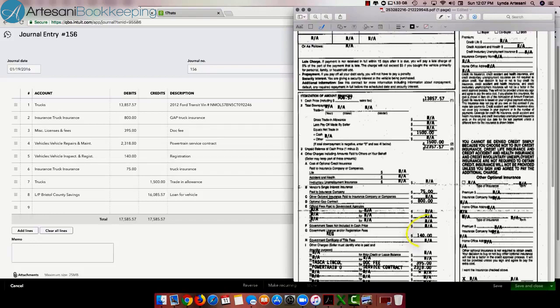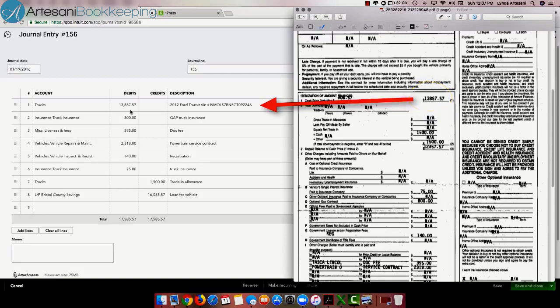We have registration on here. You'll see registration down here. That applies to the registration category. He had some insurance he had to prepay for, so that's put on the books here. So it all has to total up, and the total transaction is this $17,000 transaction for this vehicle. And you can see here, here's the cash price for the vehicle, $13,857.57, and that's also on the books.